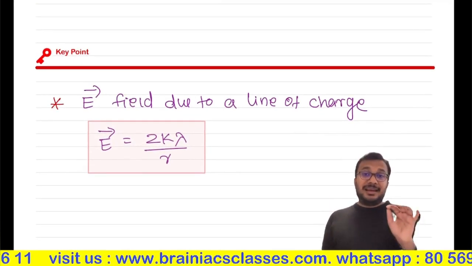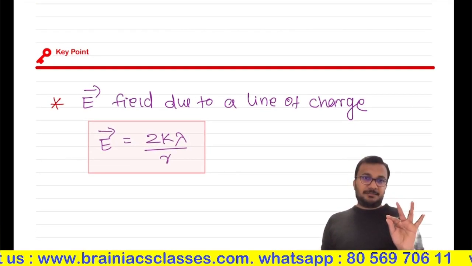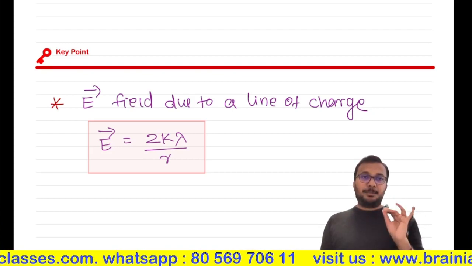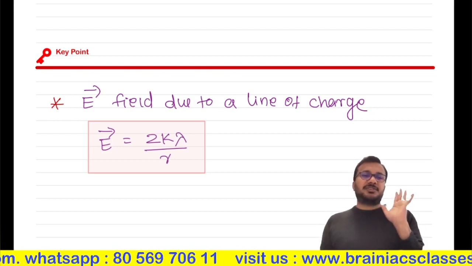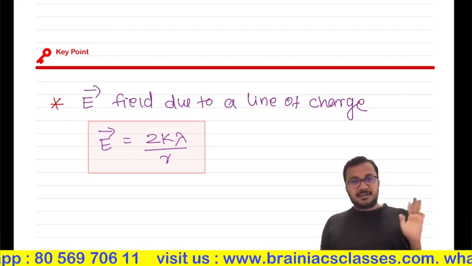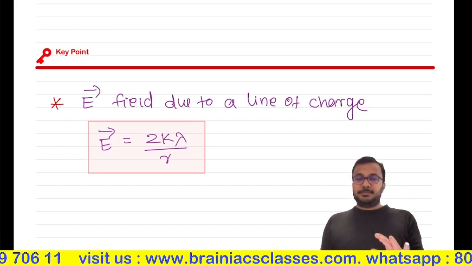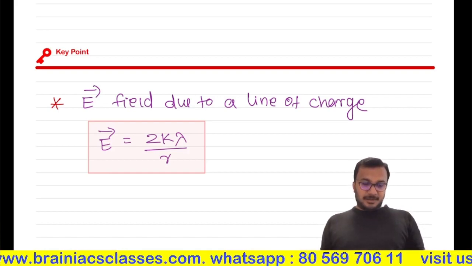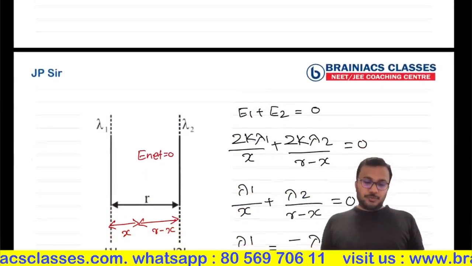Electric field due to a line charge is important. Electric field due to a line charge is 2k lambda by r. You must remember this formula. The detailed explanation is available in the theory sections, but for this kind of question you must remember 2k lambda by r. We'll go with this one.